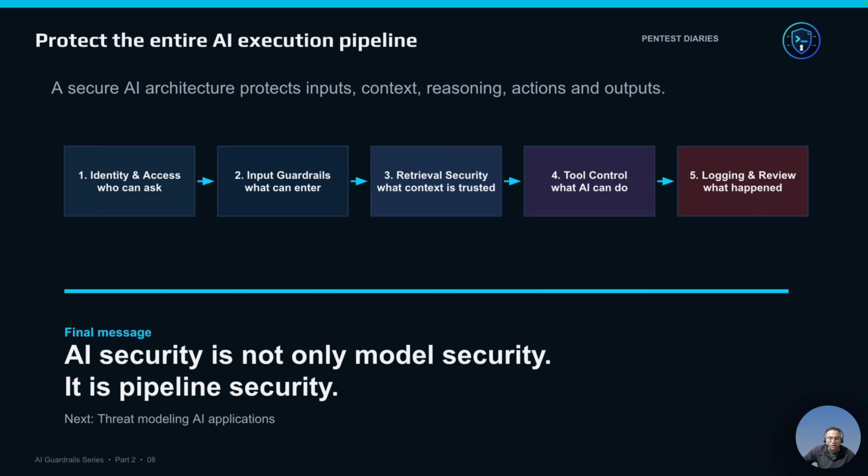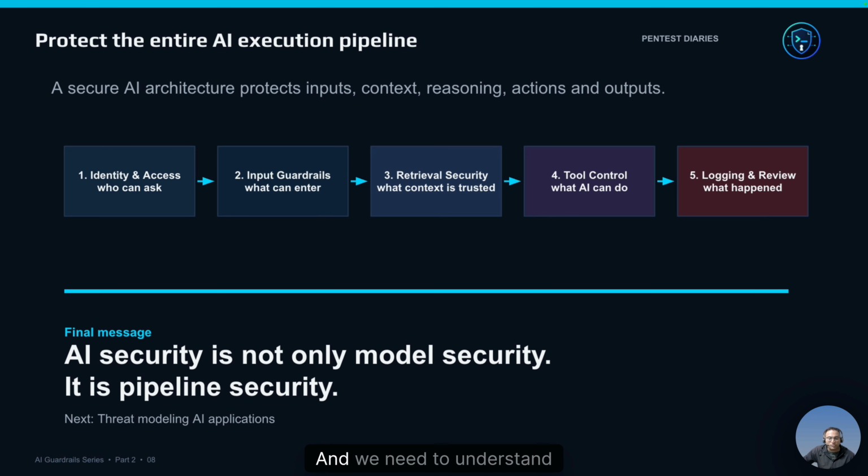Fourth, tool control. This is one of the most important areas for AI, especially agentic AI. What actions can the AI actually perform? Which tools can it use? What permissions do those tools have? And should sensitive actions require additional approval?